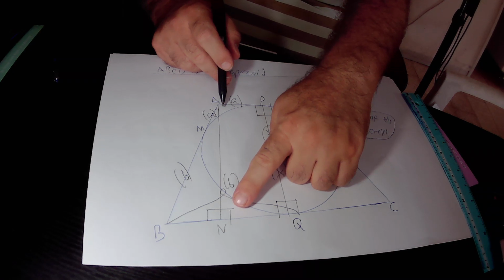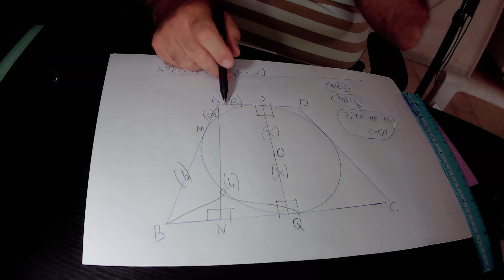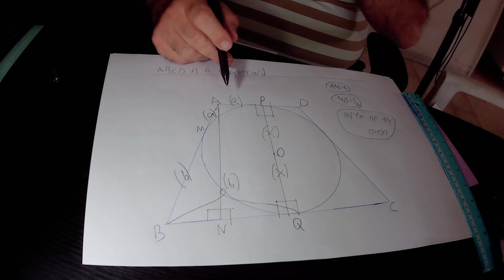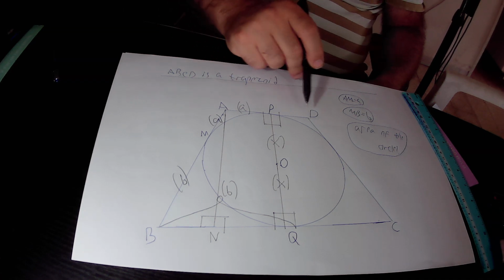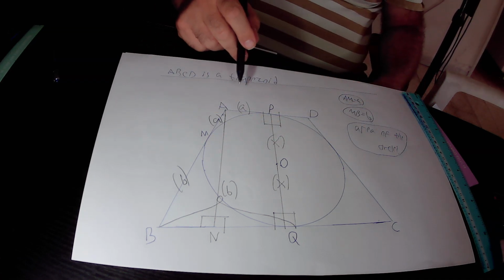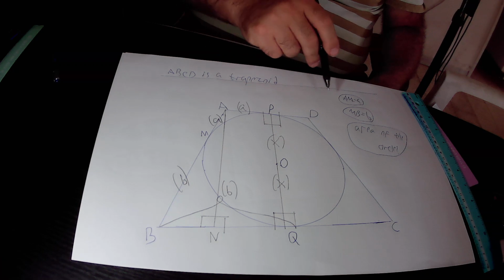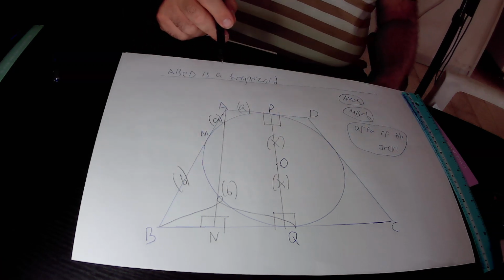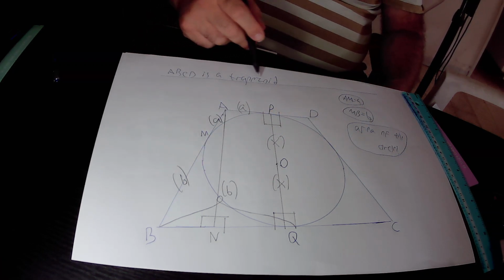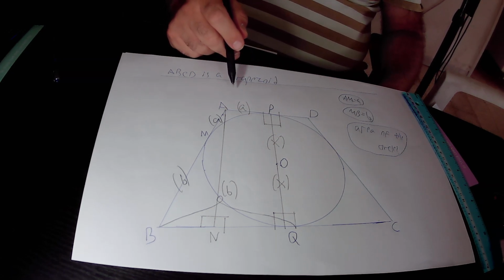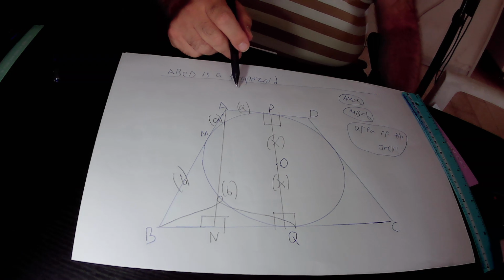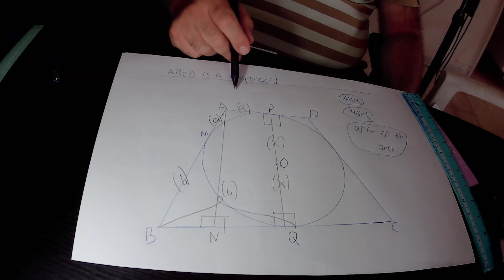and they are located between the parallel lines AD and BC. Why is side AD parallel to side BC? Because ABCD is a trapezoid, and we know that a trapezoid is a quadrilateral with one pair of parallel sides. Again, a trapezoid is a quadrilateral with one pair of parallel sides.